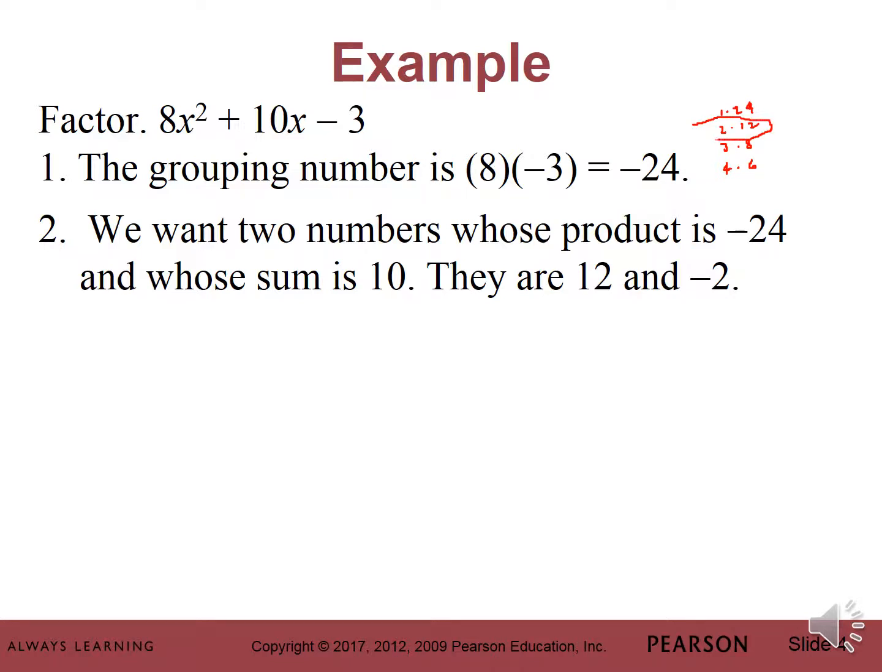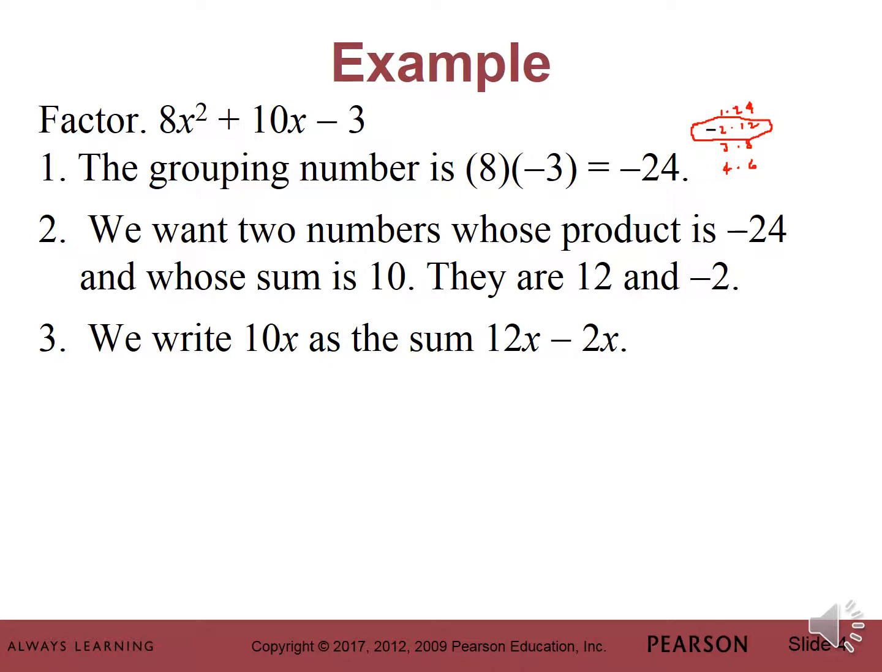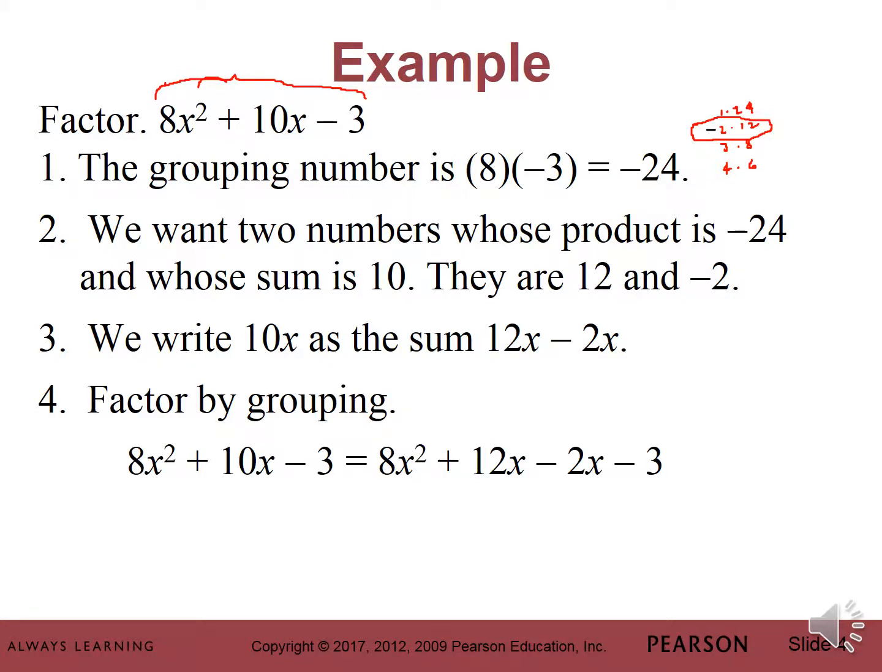And to make the 10, obviously we would need that 2 to be negative. And so negative 2, positive 12, those are the two numbers that are going to multiply together to make negative 24 and add together to make 10. Then we're going to rewrite 10x using these two numbers as 12x minus 2x.